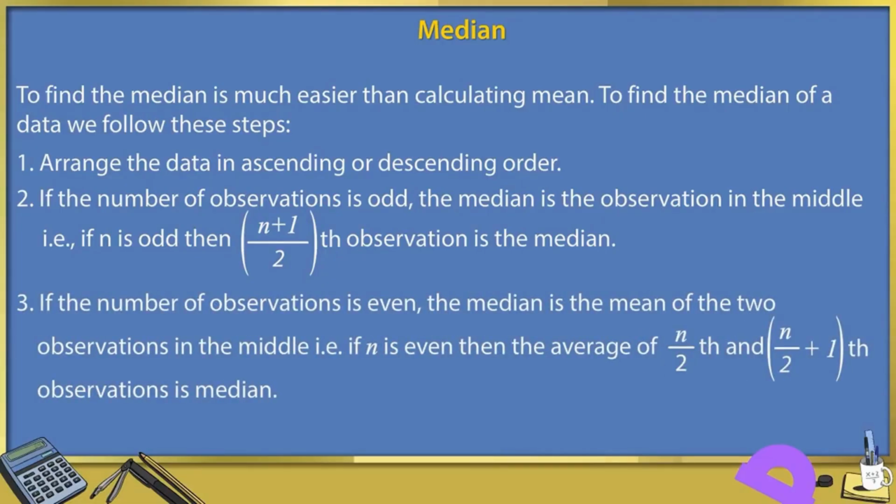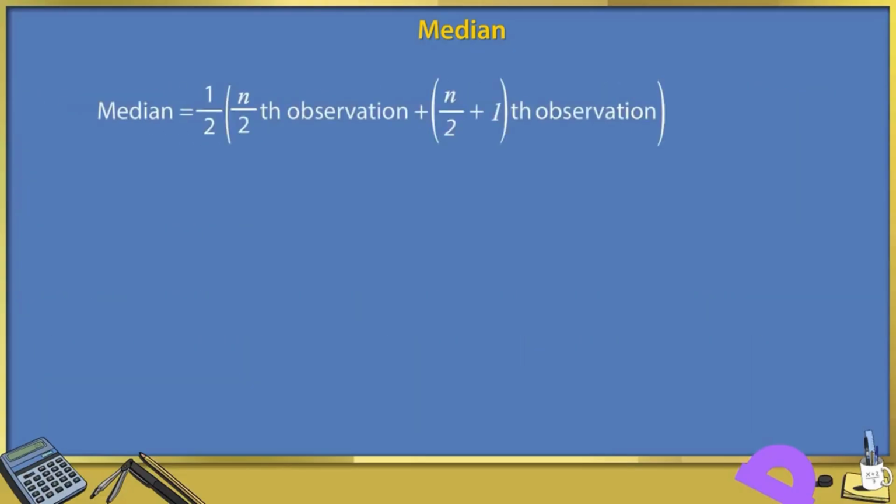3. If the number of observations is even, the median is the mean of the two observations in the middle. That is, if n is even, then the average of the n by 2th and the (n by 2 plus 1)th observation is the median. Median is equal to 1 by 2 times the (n by 2)th observation plus the (n by 2 plus 1)th observation. Example 1.